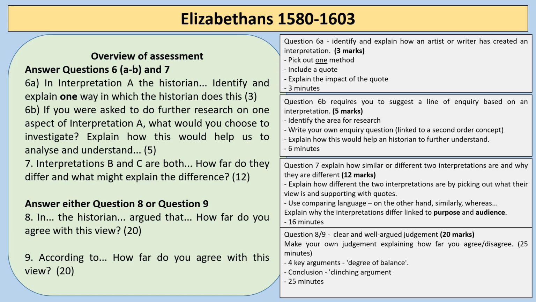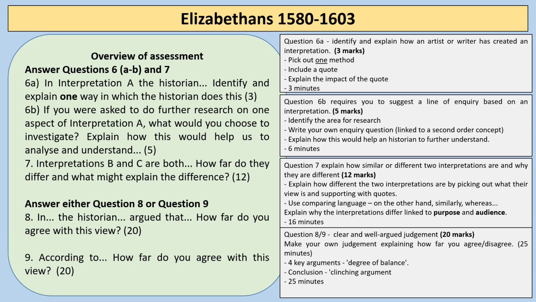Yes, so just a reminder about how you're going to be assessed for the Elizabethans exam. For question 6, you'll be given an historical interpretation and you'll have to identify and explain one way in which the historian puts across a particular point of view. For 6B, you're asked to do some further research on one aspect of interpretation A. So you're going to decide what you're going to choose to investigate.